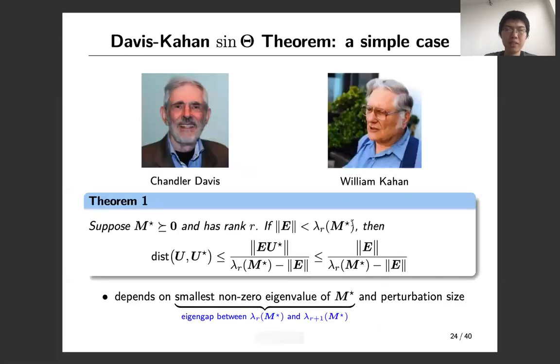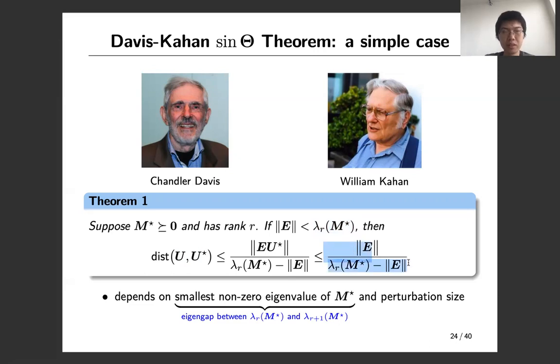With these preparations in place, we can now state a simple version of the famous Davis-Kahan sin theta theorem, developed by these two gentlemen, Chandler Davis and William Kahan. It states as follows. Suppose M star is positive semi-definite and has rank exactly r. If the size of the noise is smaller than the rth eigenvalue of M star, then the spectral norm distance between U and U star is not larger than a quantity shown here.